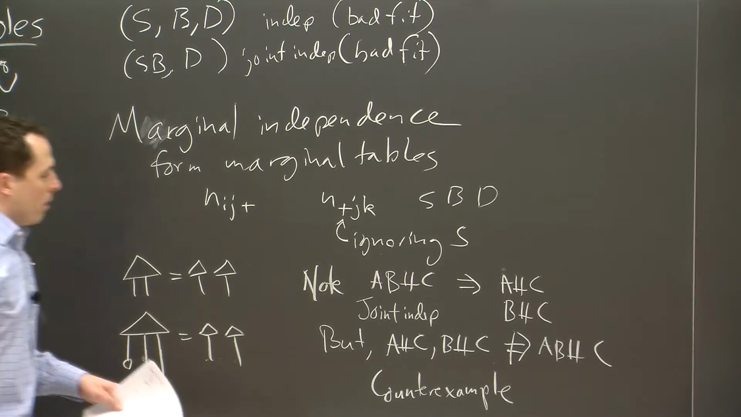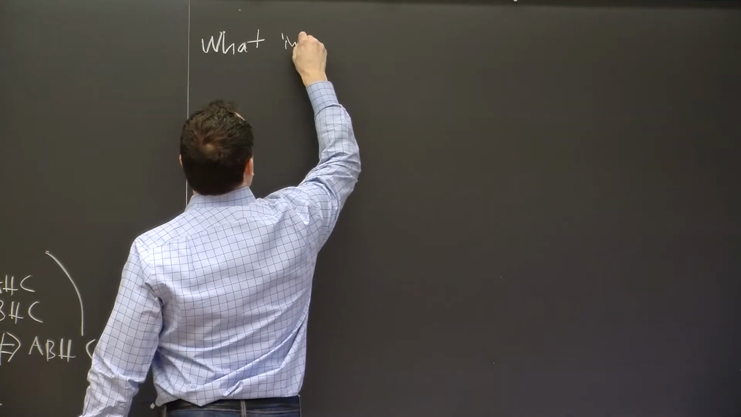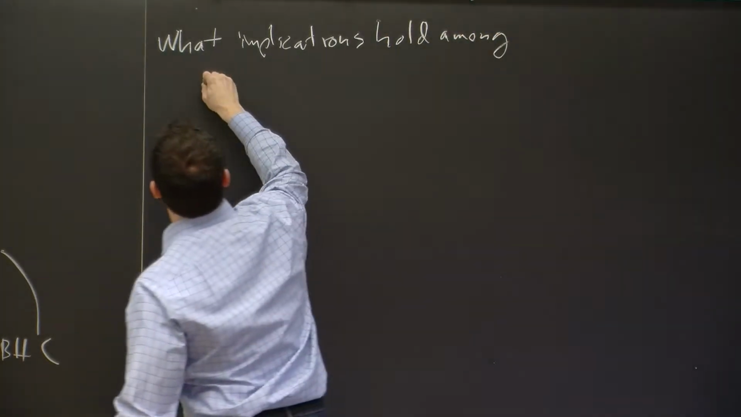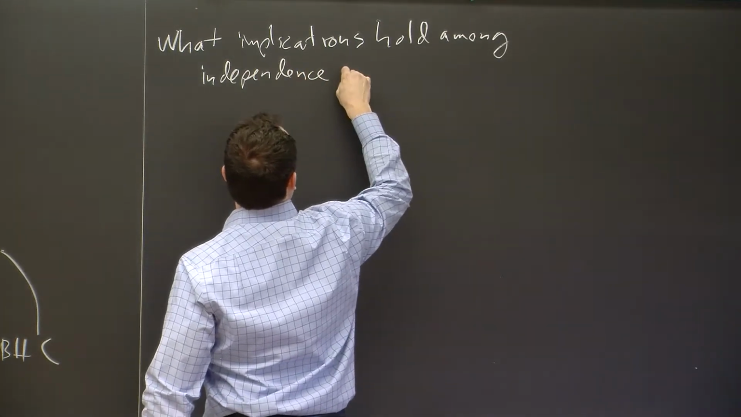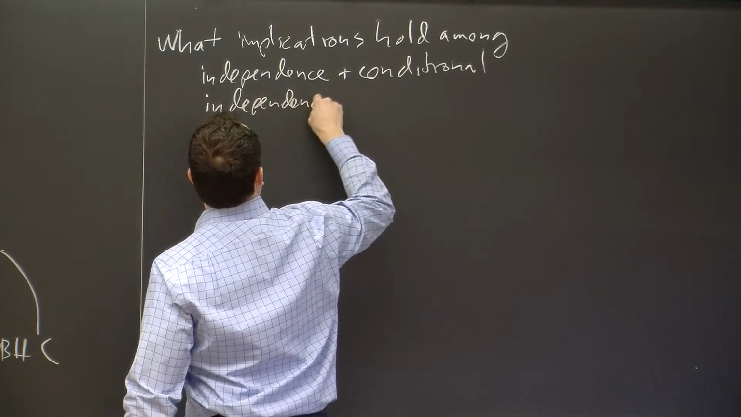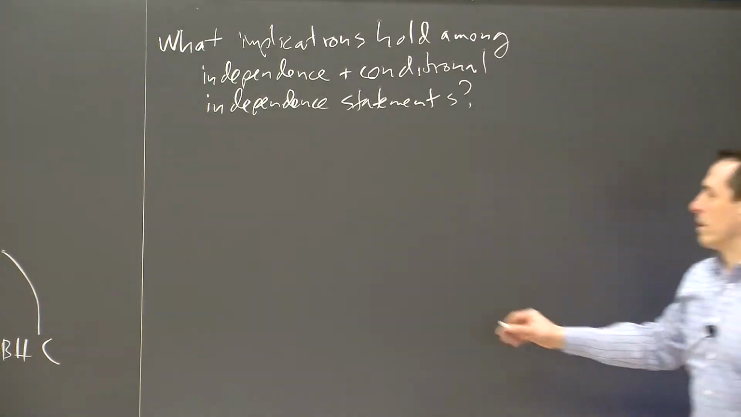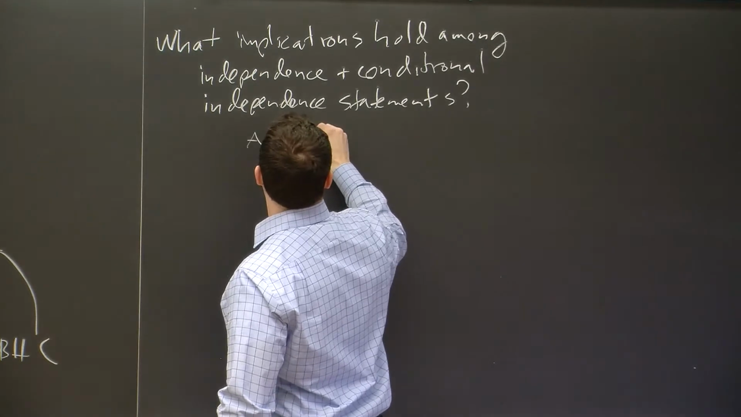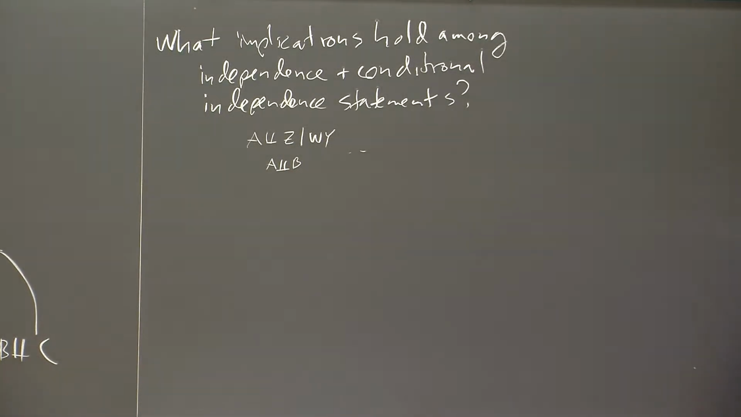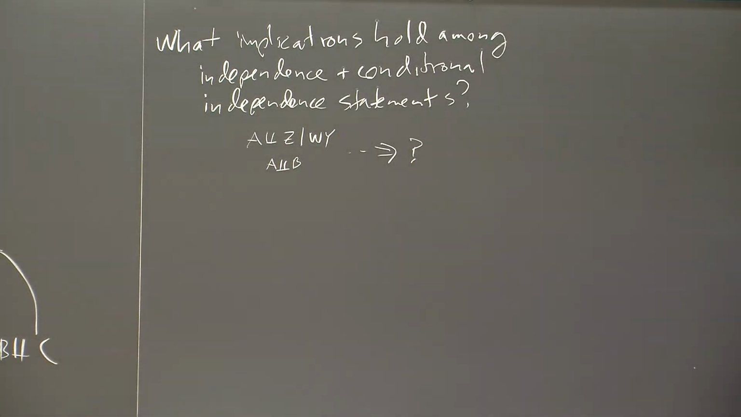Now, this brings up an interesting question. Okay, so that's the implication that does and doesn't hold among independence, conditional independence, statements. All right, so if I give you a bunch of variables and I tell you these are independent, like A is independent of Z given WY, and A is independent of B, and I just give you a bunch of these statements and I ask what other statements are true? What other statements can I conclude? So this question actually turns out to be surprisingly difficult.